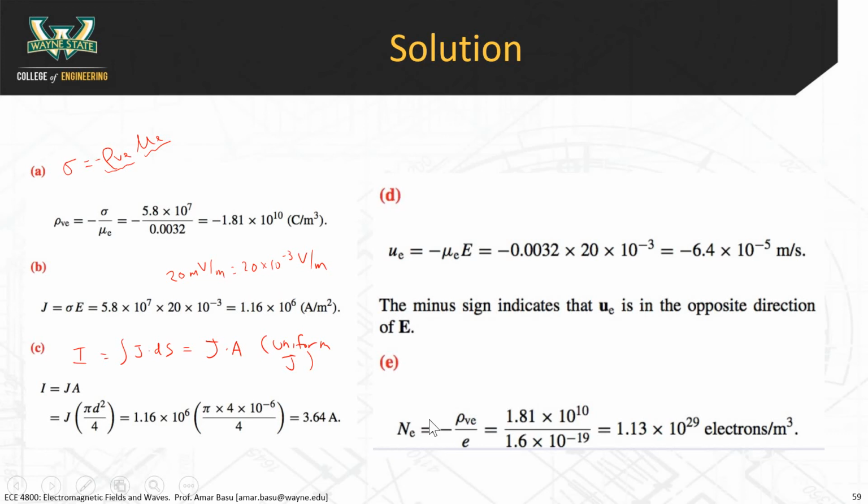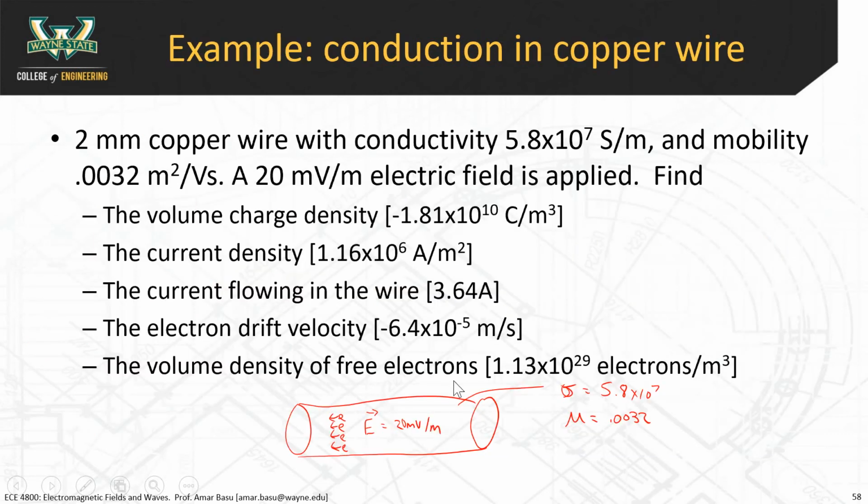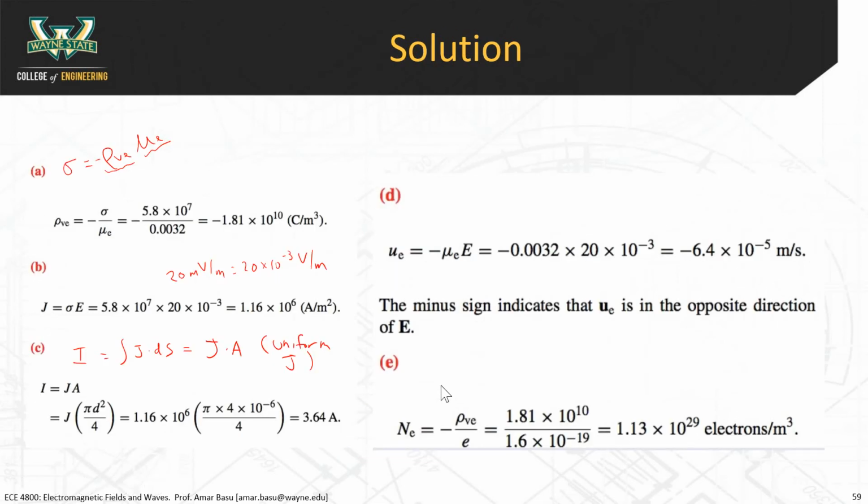And the last one here is find the volume density of free electrons. And this one we can find by taking rho VE divided by E. So let's try to understand what's going on here. Volume density of electrons is equal to the number of electrons per unit volume, so per meter cubed. It's not asking for charge density, it's volume density.